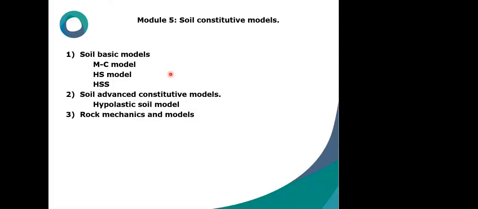Well, Module 5. Module 5 covers the constitutive models, soil and rock constitutive models: soil basic models like the MC model, HS model, and HS small strain model. MC refers to the Mohr-Coulomb model, HS refers to the hardening soil model, and HSS refers to the hardening soil model with small strain. For the soil advanced constitutive model, the hypoplastic soil model will be discussed here, and at the end, rock mechanics and models will be discussed.